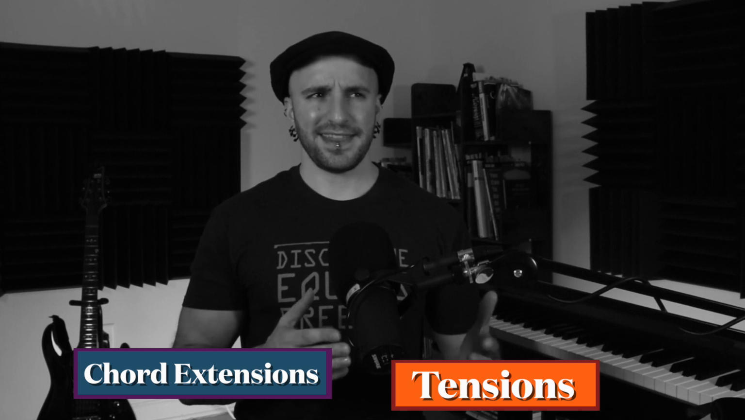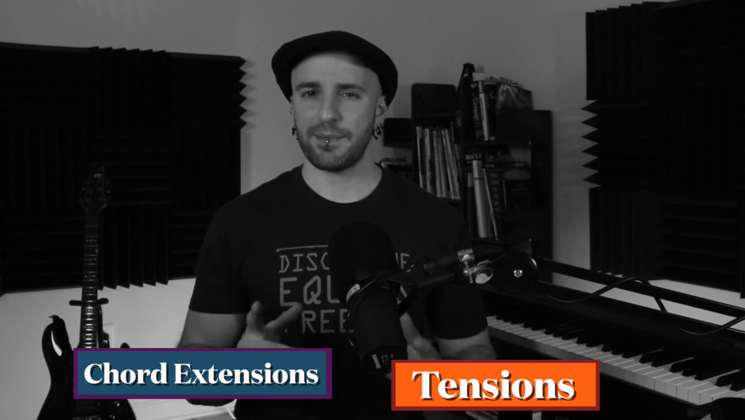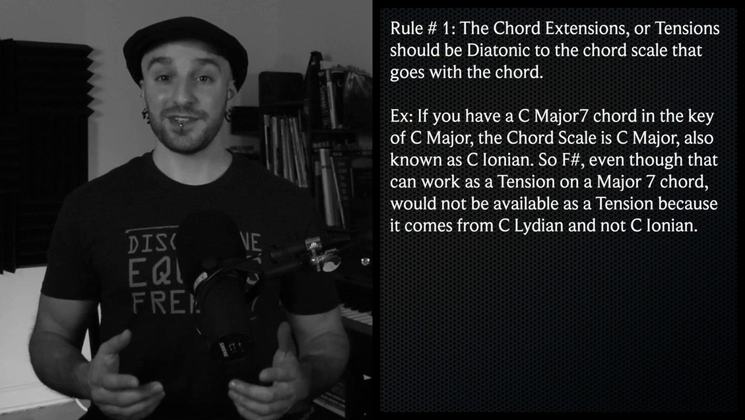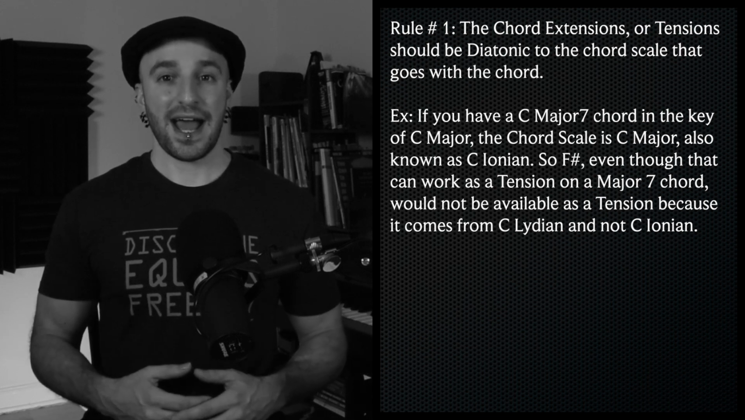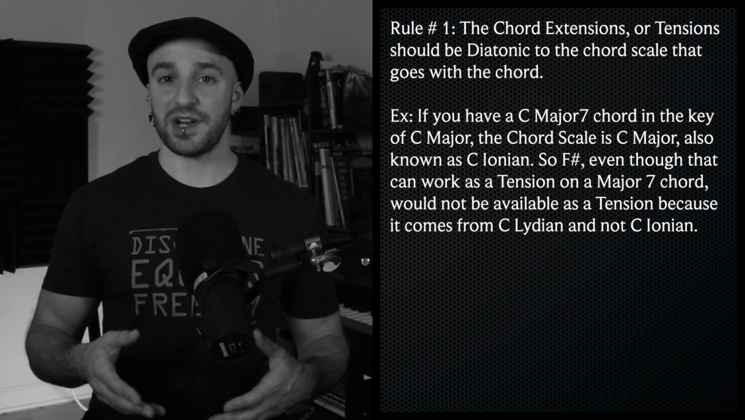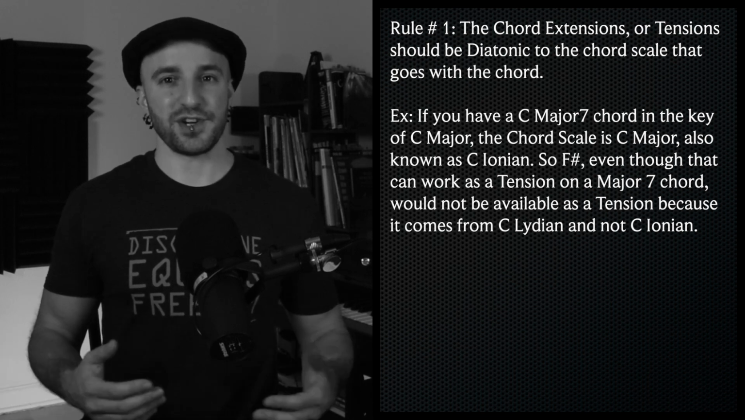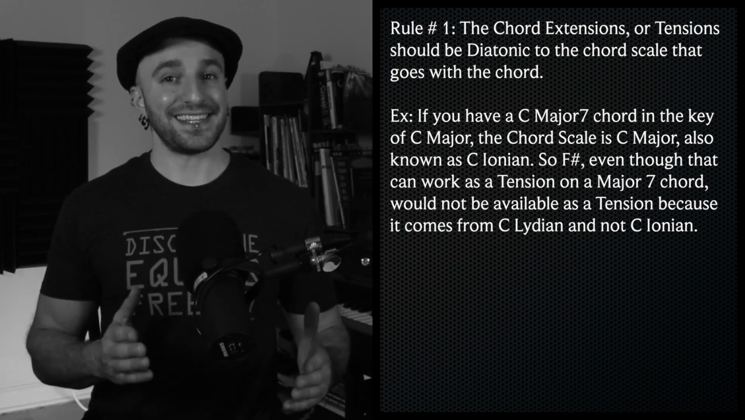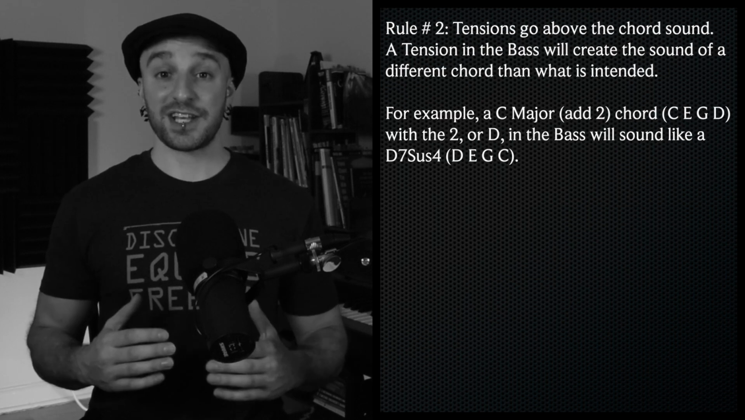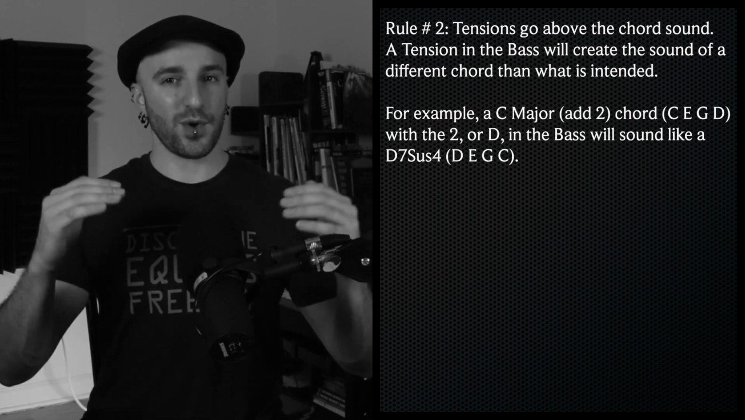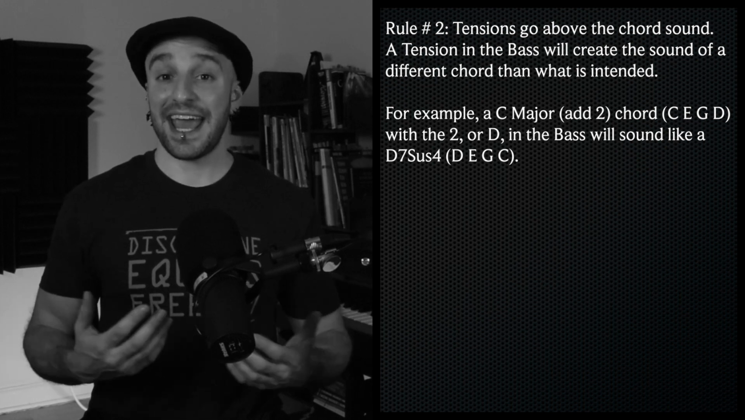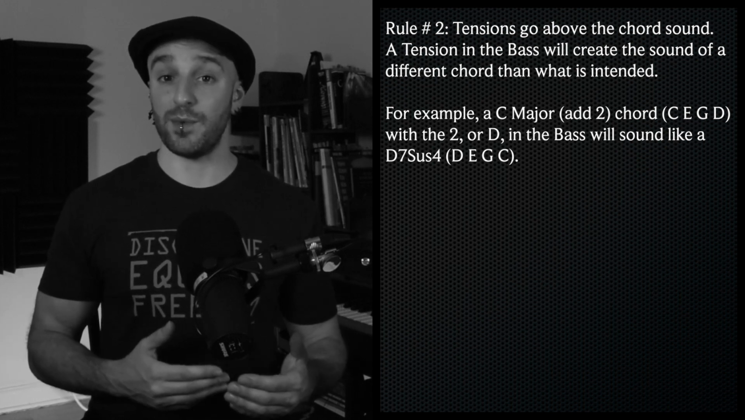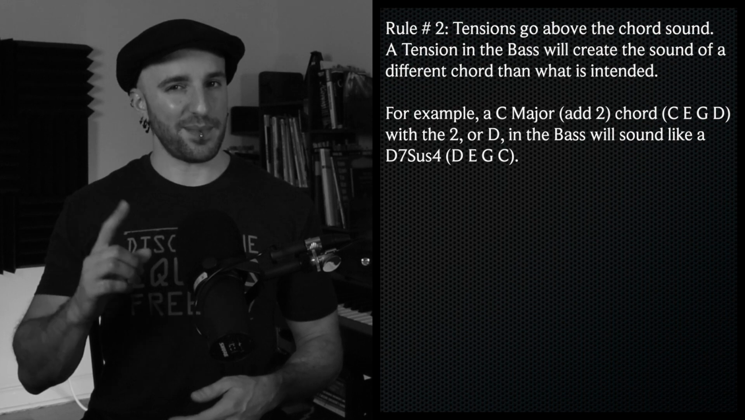And a lot of these rules can then be broken in certain contexts, but I'm going to cover all of that as well. The first rule is that your chord extensions or tensions should come from the scale that you're using. After all, harmony is just a vertical expression of a scale, which is linear by nature. So your tensions should be diatonic to the scale that goes with the chord. The next rule is that tensions go above the chord sound. You don't want to add a tension to a chord and then put it down in the bass. It's going to end up sounding like a different chord than what was intended. So tensions always go above the chord sound.